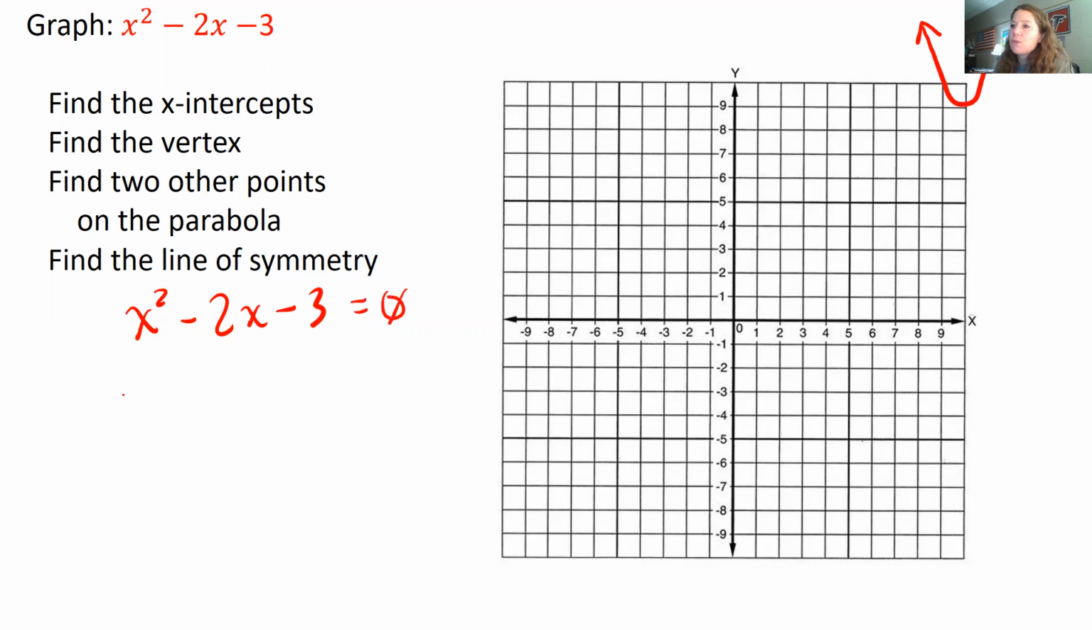That means we need two numbers. When we factor it, we need two numbers that when we multiply them, we get -3. Negative products means our two numbers have different signs, and a sum of -2. So we're going to go with -3 and +1. And then since it's equal to 0, we're going to set both of our sets of parentheses equal to 0 and solve for x.